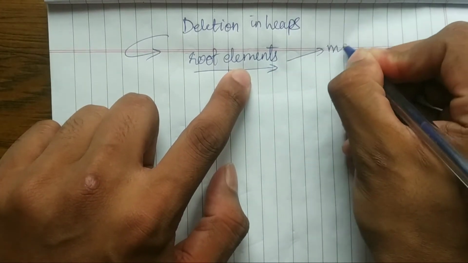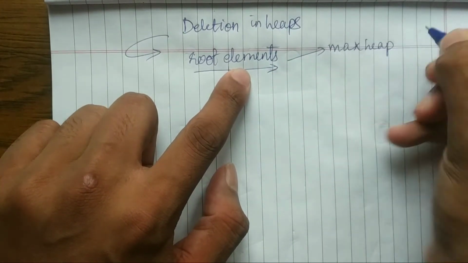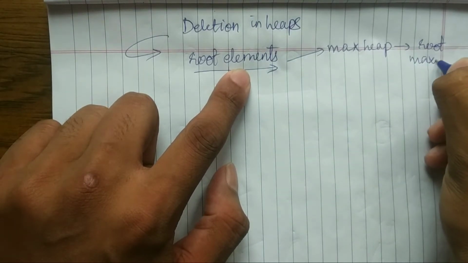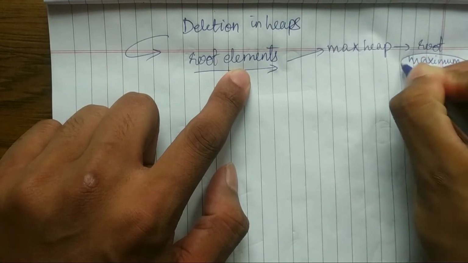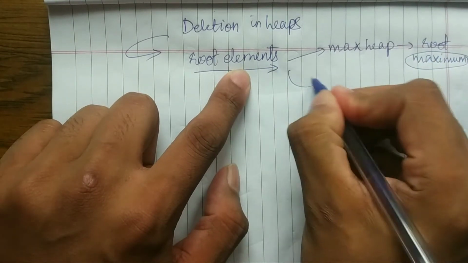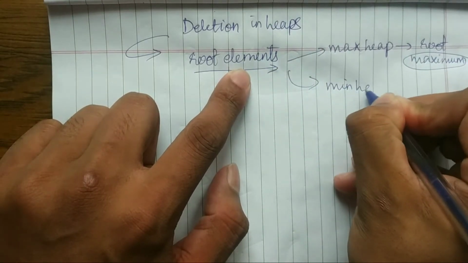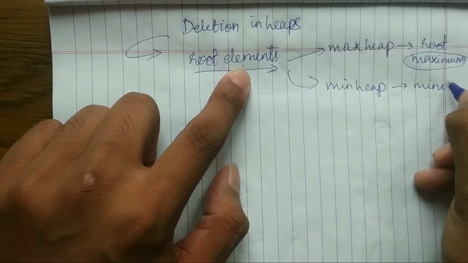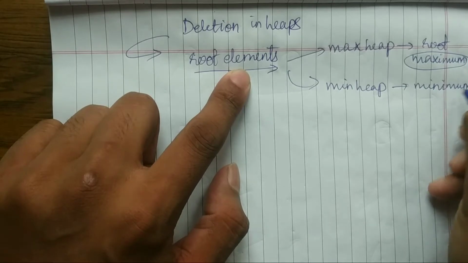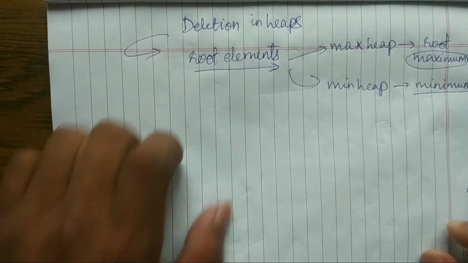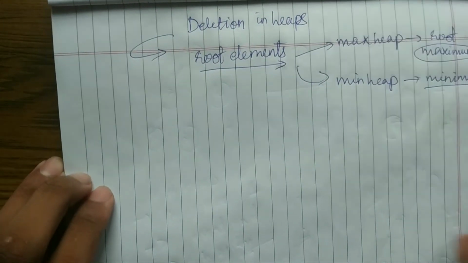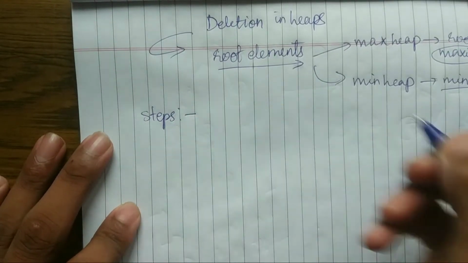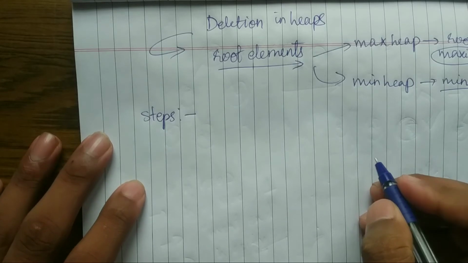Like if it is a max heap, we delete the root element and we get the maximum value, nothing but the maximum element. And in a min heap, if we delete the root element, we get the minimum value or the minimum element. Right. So what are the steps to be followed in the deletion of heaps?